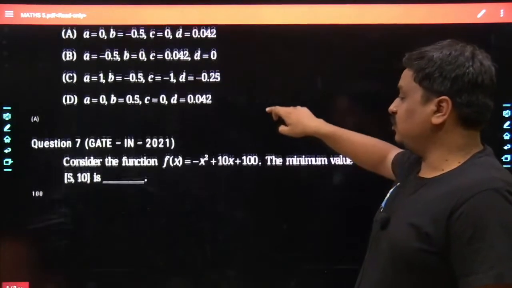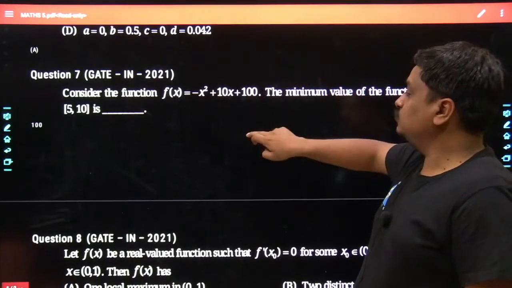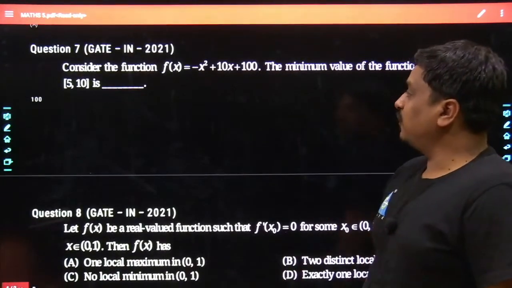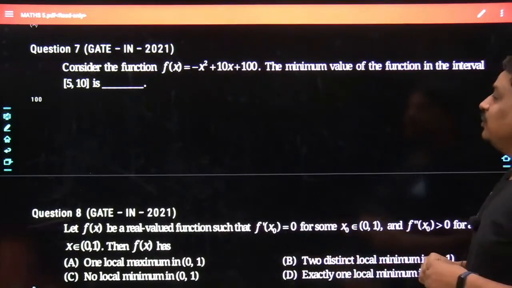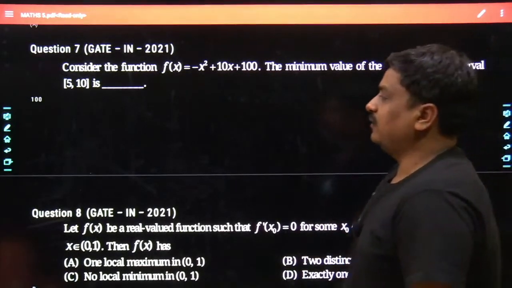Similarly, in the same sequence, we took the next question where we had a quadratic polynomial f of x equals minus x square plus 10x plus 100. I wanted to get its minimum value over the closed interval of 5, 10.